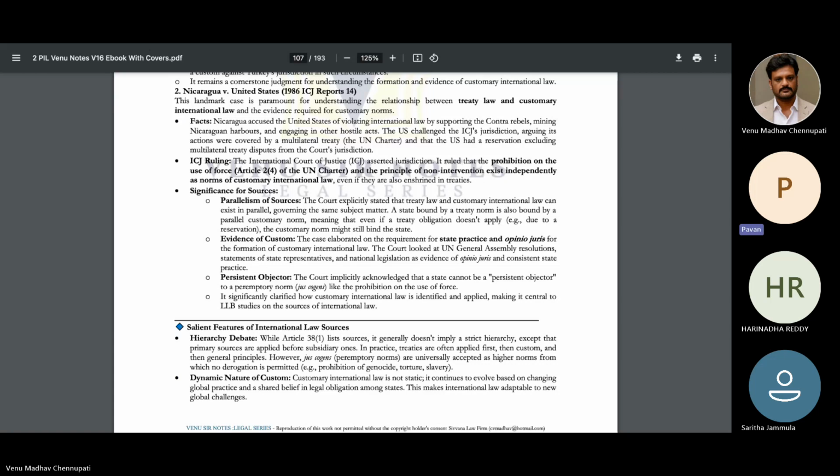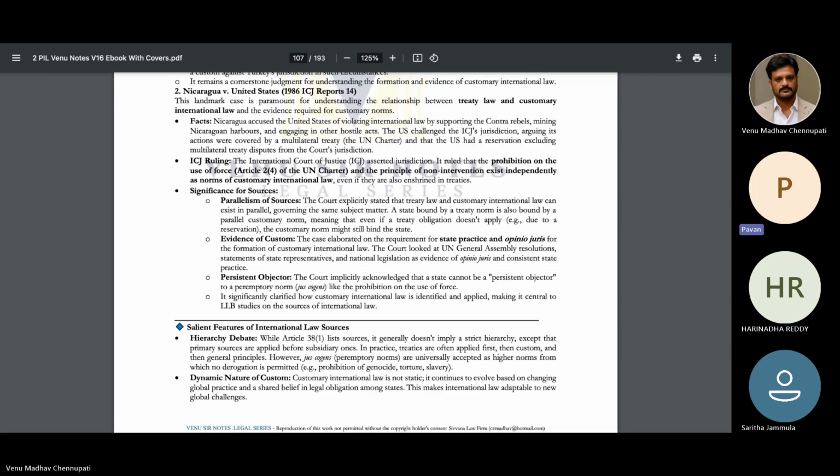The US challenged the ICJ's jurisdiction, arguing its actions were covered by a multilateral treaty, the UN Charter, and that the US had a reservation excluding multilateral treaty disputes from the court's jurisdiction. Nicaragua accused the US; the US said the ICJ was acting beyond its jurisdiction. ICJ ruling: the International Court of Justice asserted jurisdiction. It ruled that the prohibition on the use of force, Article 2(4) of the UN Charter, and the principle of non-intervention exist independently as norms of customary international law, even if they are also enshrined in treaties.